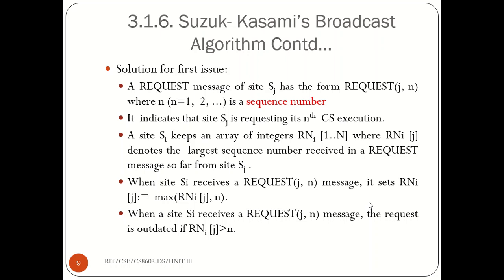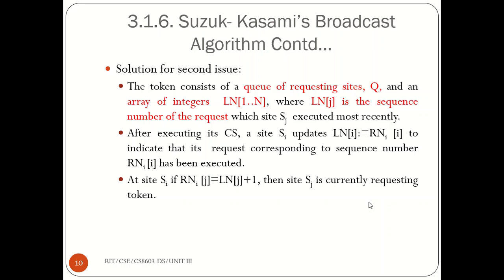Solution for the first issue. A request message of site Sj has a sequence number, which indicates that the site is requesting its critical section execution. Each site keeps an array of integers denoting the largest sequence number received in a request message. The next one is the queue of sites and the array of integers indicating the most recently executed requests. After the critical section, the corresponding sequence number is updated as executed.